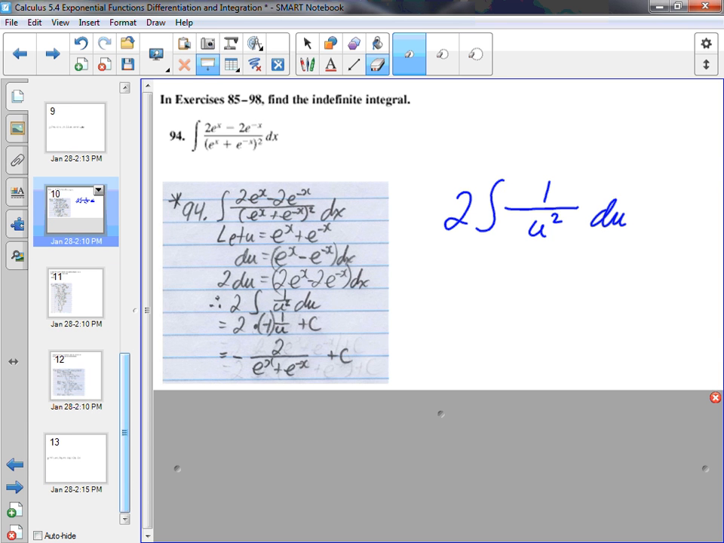Where would the natural log come from? But that's this. Taking the integral of 1 over u squared is not the same thing as taking the integral of 1 over u.